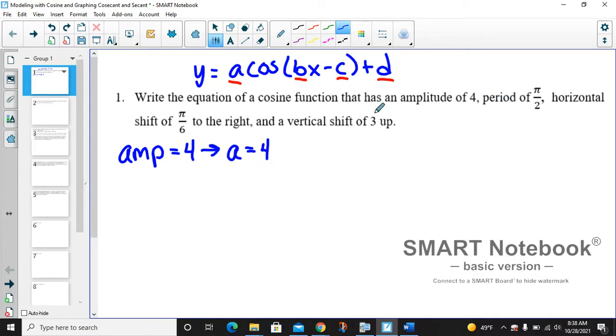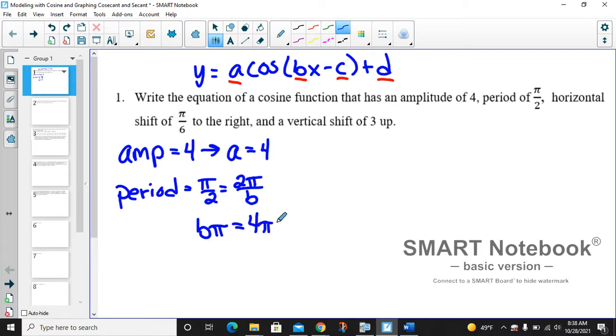Next it tells us that our period is equal to pi over 2. Well, we know from our work with sine and cosine the past couple of days that our period is equal to 2 pi over b. So now we can just look at this little equation here and solve for b. Of course, we can cross multiply, so we get b pi is equal to 4 pi. Well, it's pretty obvious from here that b has to equal 4. So now we have our a and we have our b.